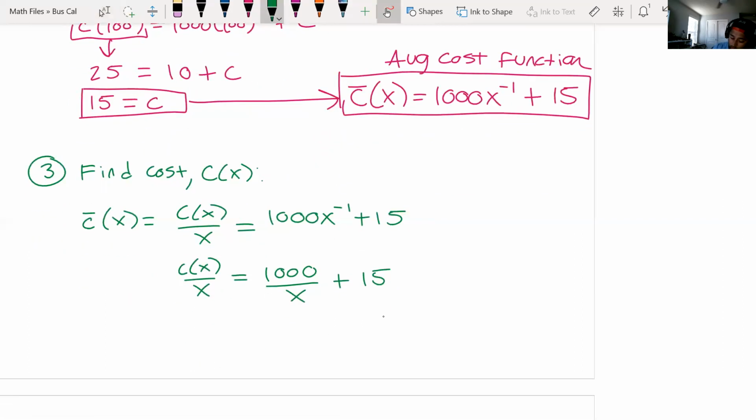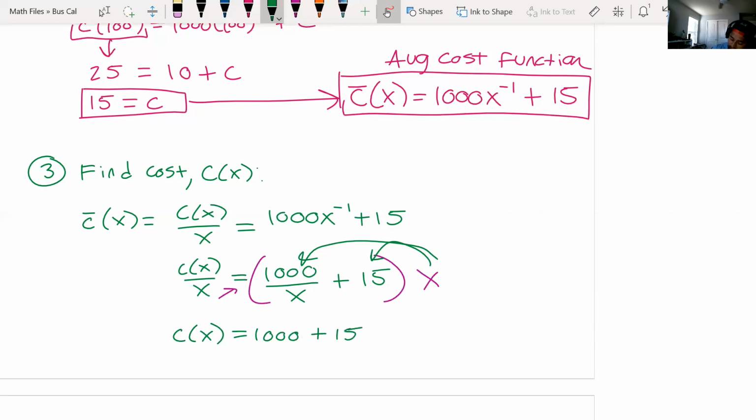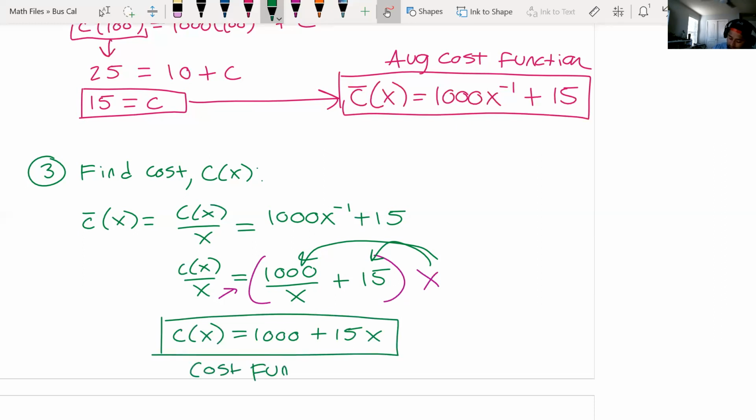And now, in order to solve for this cost function, I'm going to multiply this x to the right side. So I'm going to multiply everything over here by x. I'm moving that over there, which means I'll get C of x equals, and if you distribute it to both terms here, you'll get 1,000 plus 15x. There it is. There's your cost function.